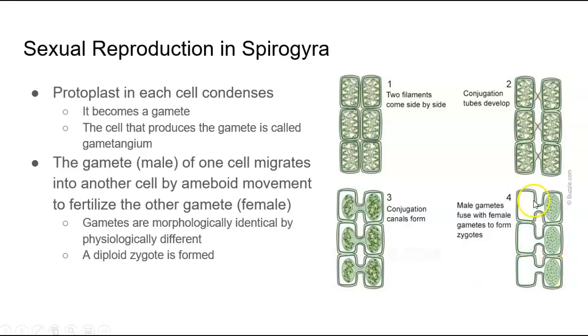Now this is not the only way. There's lateral conjugation where you have side-by-side cells doing this fertilization. And there are some cases where this fertilization can happen in the canal. I'm not going to go over those because those are not in your lab manual. This is the only one I saw in your lab manual, so this is really the one that you're responsible to know for your quizzes and your exams in lab.